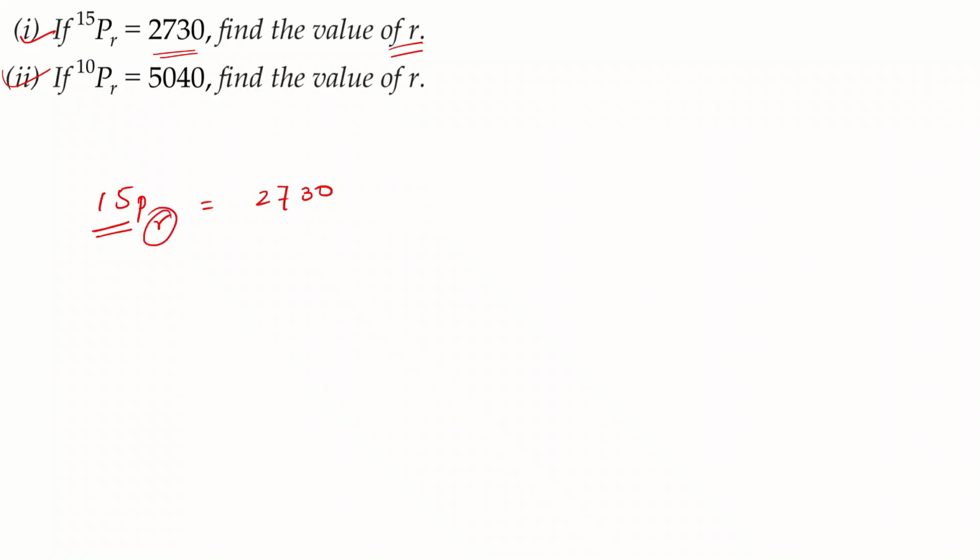So we have to find out exactly how many steps we have to go. We have to actually find out how many steps we have to go till we get 2730. That's actually what the question is asking. So you keep on dividing this. So first of all you divide this with 15. So 2730 divided by 15 gives you what?